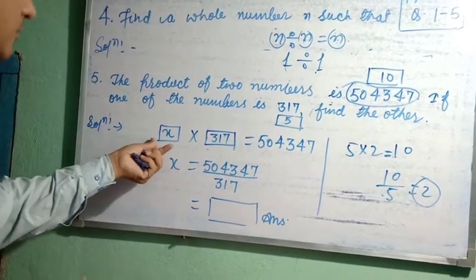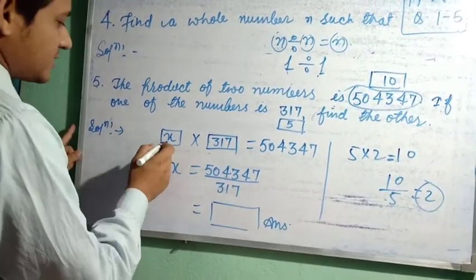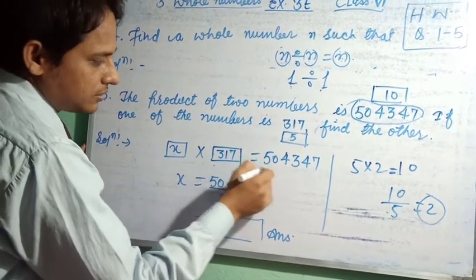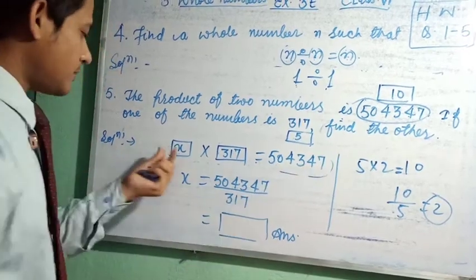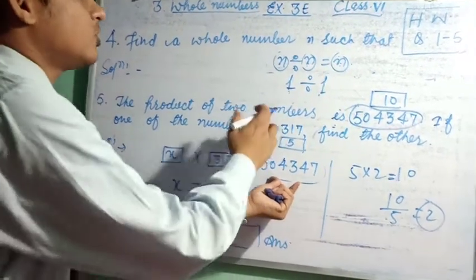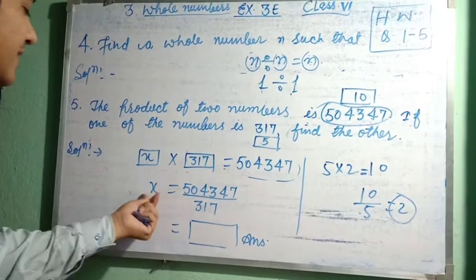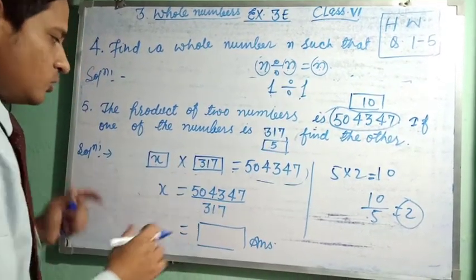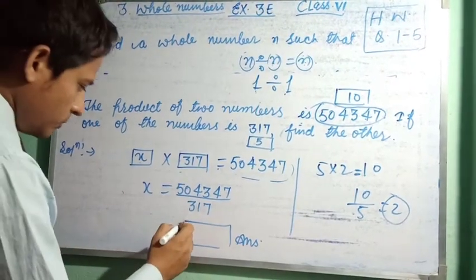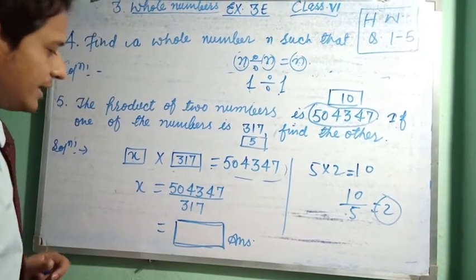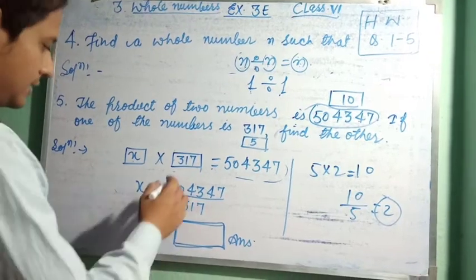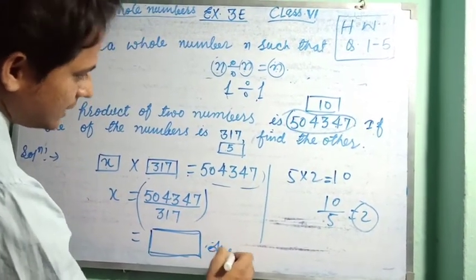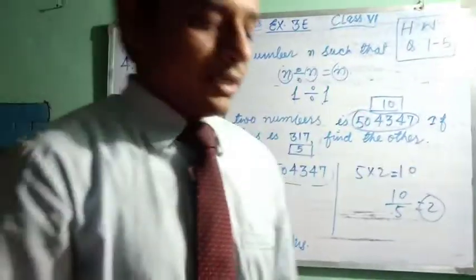Similarly, suppose one number is x, multiplied by the other number becomes the product of two numbers, which is given in the question. Now x is equal to this number divided by this number, and I hope you will solve these questions. You can calculate this fraction and you will get the answer. I hope you get the points.